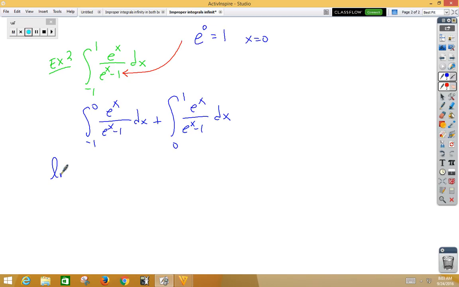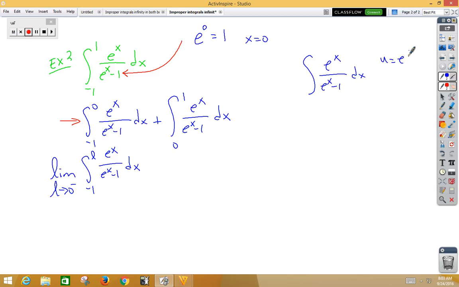We have the limit as L approaches 0. Since we're doing this first integral, we're approaching from the left side, so -1 to L, e to the x over e to the x minus 1 dx. Well, let's do that as a u sub. I'm going to bring that over here. We have e to the x over e to the x minus 1 dx. If u is e to the x minus 1, du is e to the x dx, and of course we have that, so this becomes 1 over u du, which is a natural log.